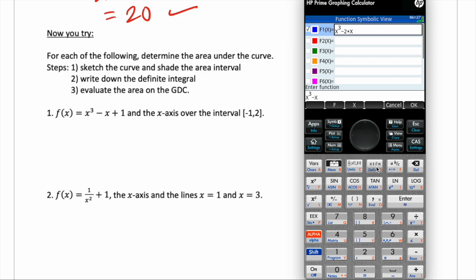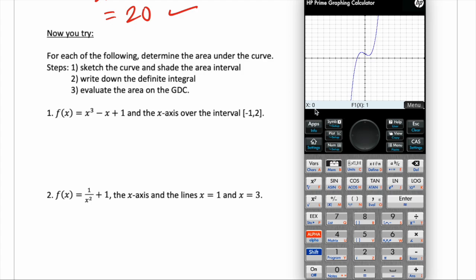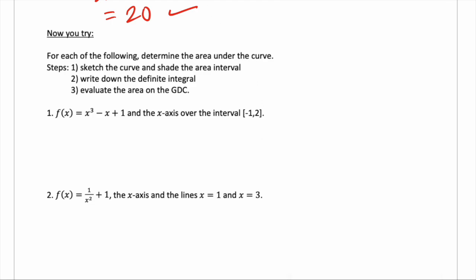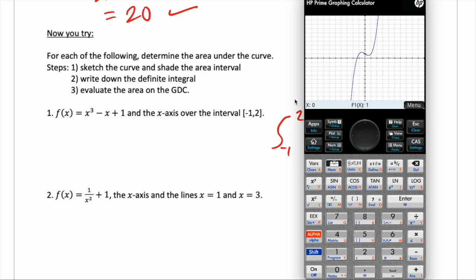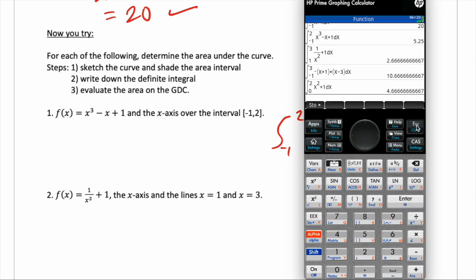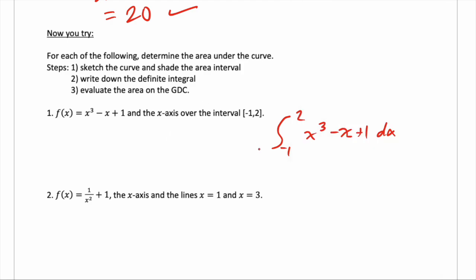I get x cubed minus x plus 1. Okay, so that's cubic. And from negative 1 to 2, everything's above the x-axis, so yeah, we can just write down this interval. Okay, I just checked what it looked like here. I think I have this already worked out here somewhere. Here, it's 5.25.